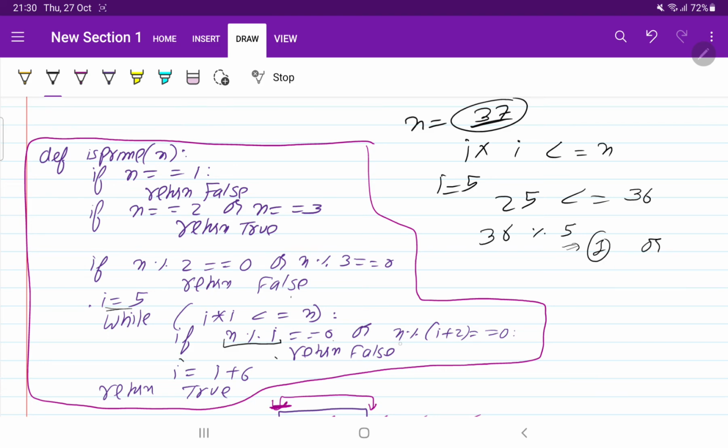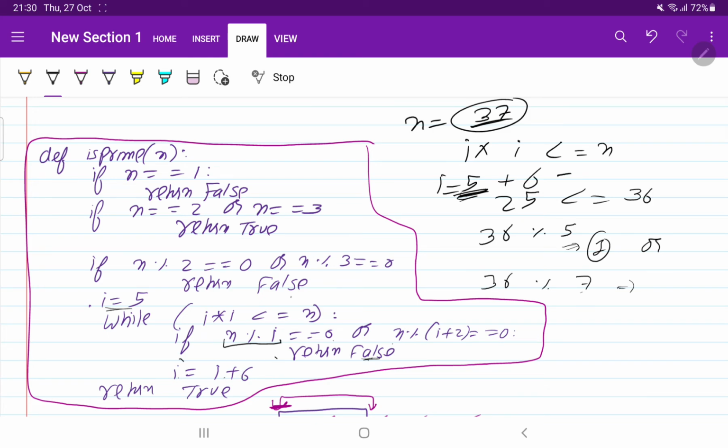Okay, it will go to the OR. It will check 37 percent 7, because i plus 2, the i value was 5, 5 plus 2 is 7. What are we going to get? We are not going to get 0. So both conditions will give false, and it will not enter the if block. What will happen? i will increase by 6.